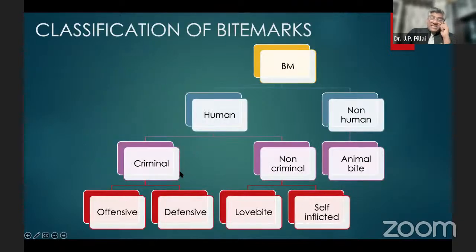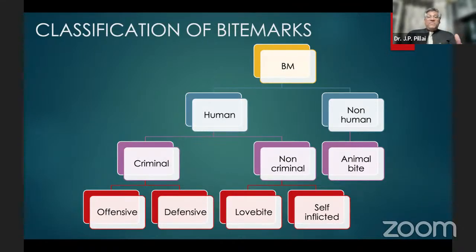Now, when we classify bite marks, because sometimes we ask the students, broadly they classify them as human and non-human bite marks. When you consider human bite marks, we deal with them forensically on a criminal scale and a non-criminal scale, like one having forensic and criminal implications. So mostly it's offensive and also defensive.